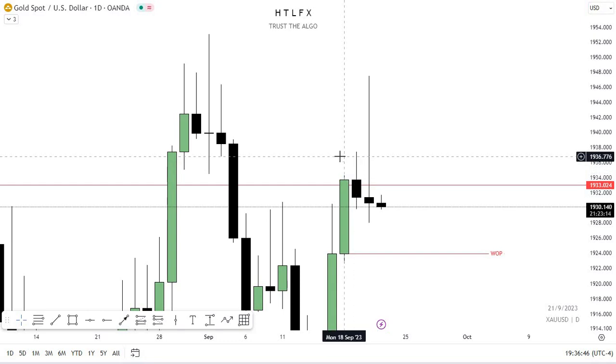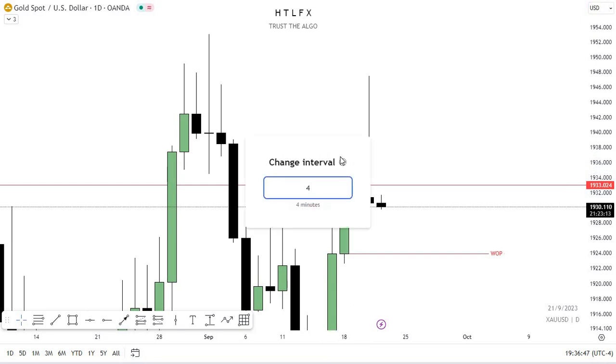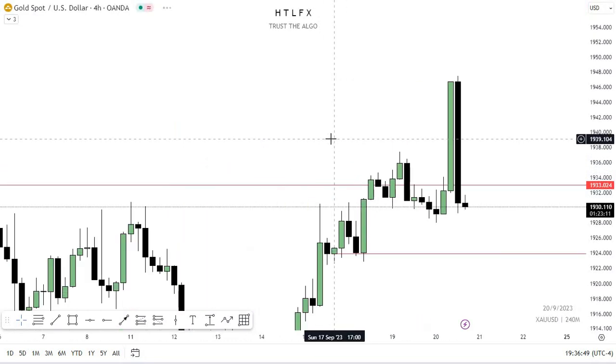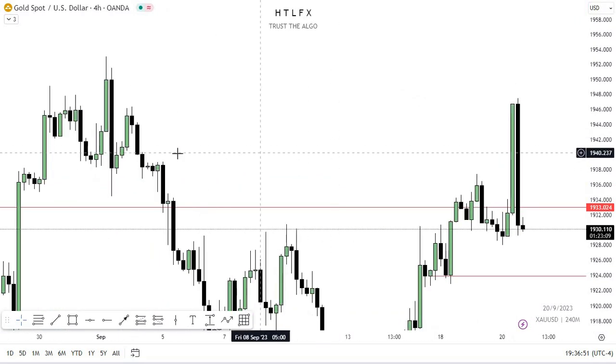All right. Now I'm going to come back. Damn, 4G. So here we have another fair value gap. You see?